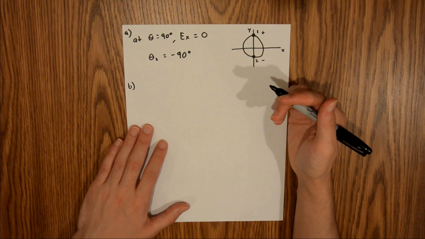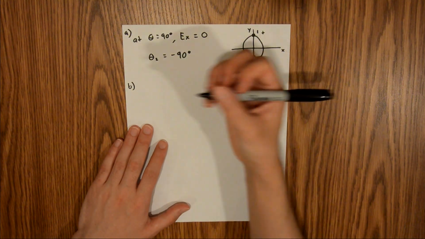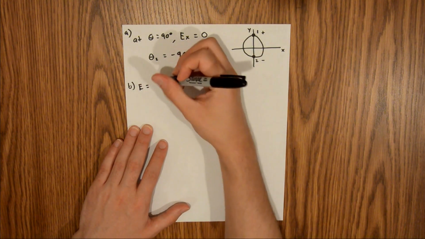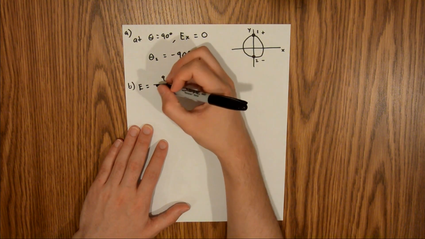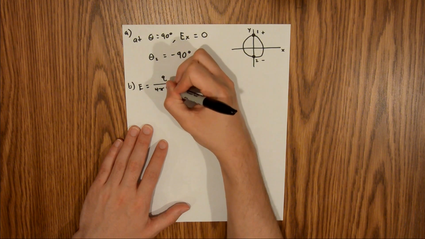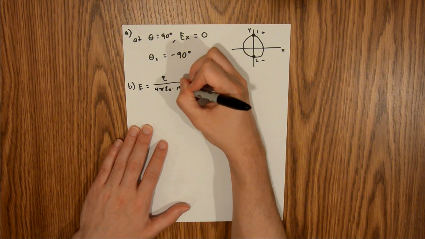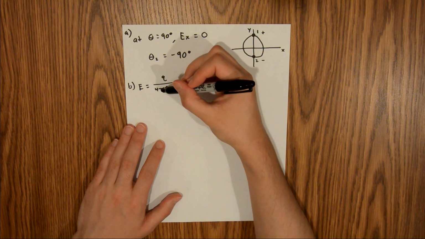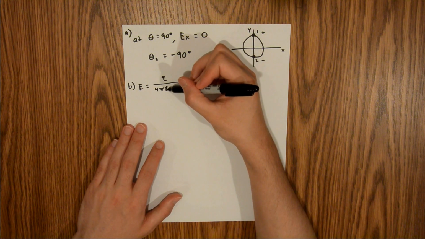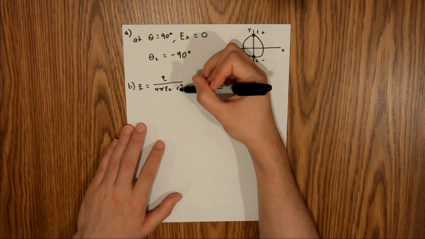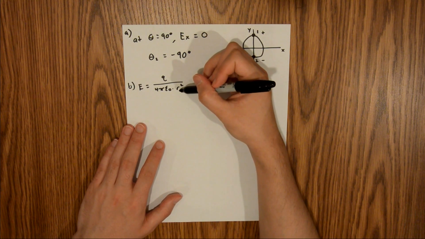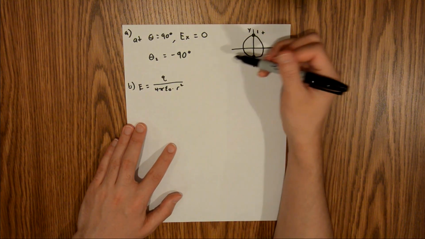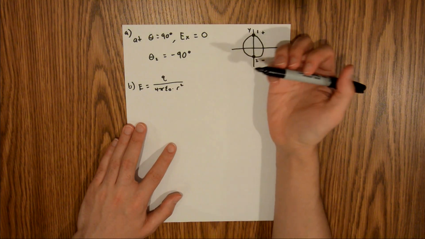Part B asks us to find the charge on bead 1, and so what we know is that the electric field is equal to charge divided by 4 pi epsilon naught times r squared, where E is the electric field, Q is the charge, pi is a universal constant, epsilon naught is the vacuum permittivity constant, and r in this case is the distance between the origin and our bead, and since our beads are on a circle, this r is the radius of the circle.